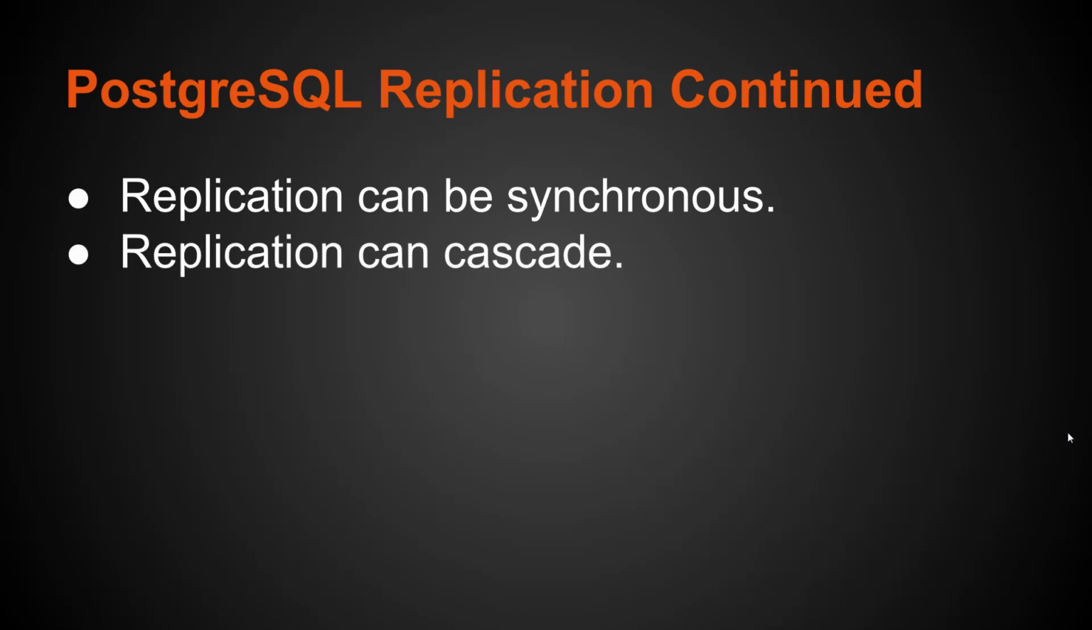In addition, replication can also cascade, so you can essentially have tiers of replication. A master can synchronize to, say, a first tier replica, and then another tier of replicas can sync from those tier 1 replicas.